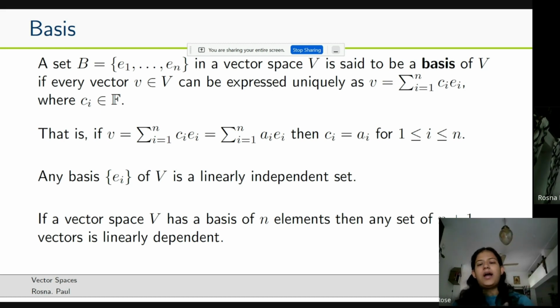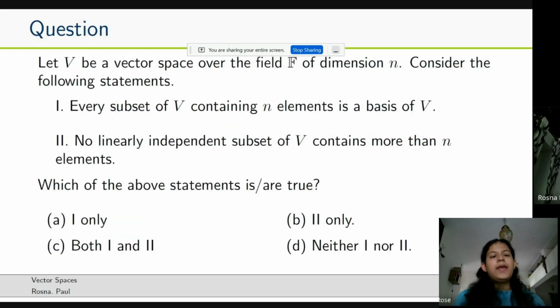But if you have one more element in your collection, that is, if you have 4 elements in your set, then that will always be linearly dependent. So that is the case here. I hope that you already understood the definition. This is not a difficult definition.